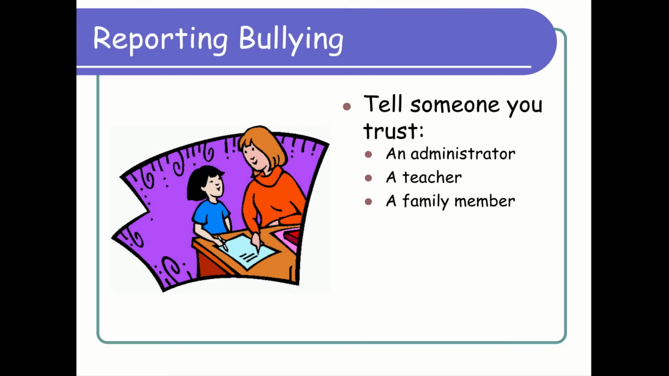Reporting. It's so, so, so important to talk to an adult that you trust and someone that you know can help you. So, an administrator, a teacher, a family member, I'm going to say like a therapist, just somebody that you know who can help the situation. Okay, telling a friend, I understand, is important, but a friend might not always know how to handle the situation or what to do. Go to an adult. An adult is going to help you solve the problem.